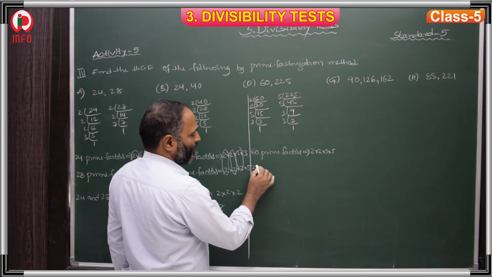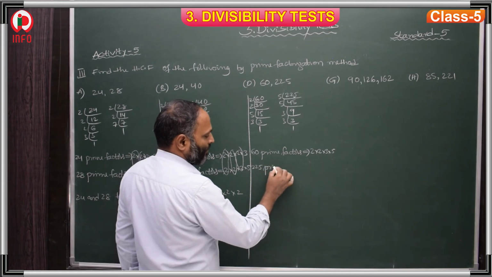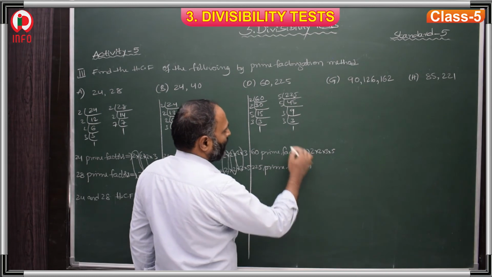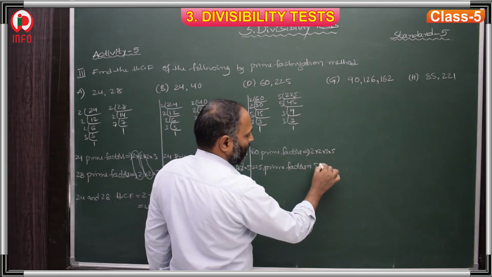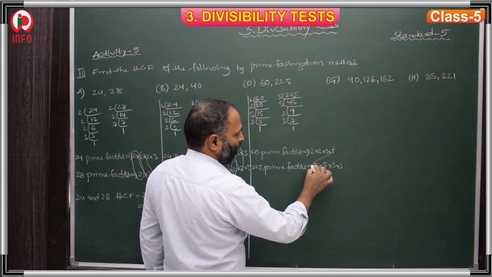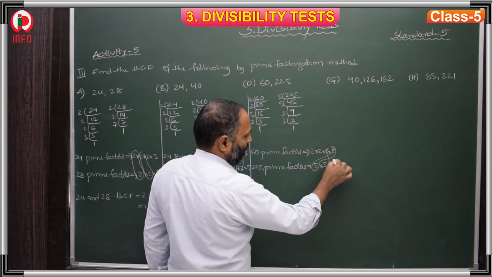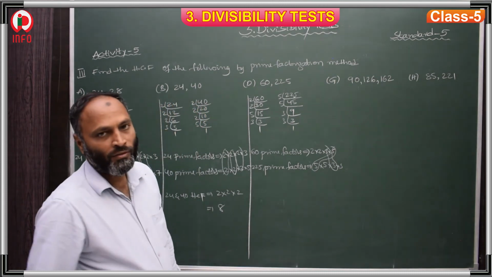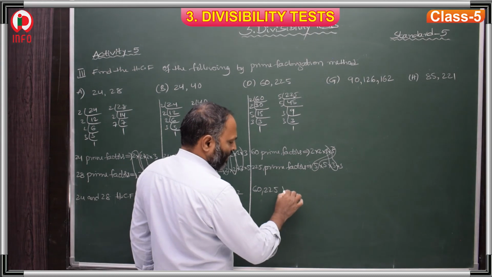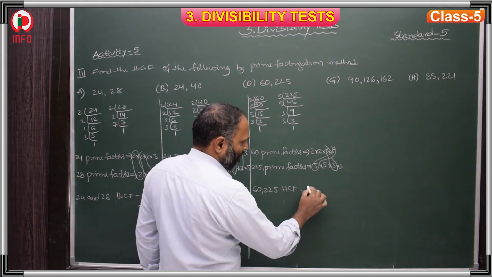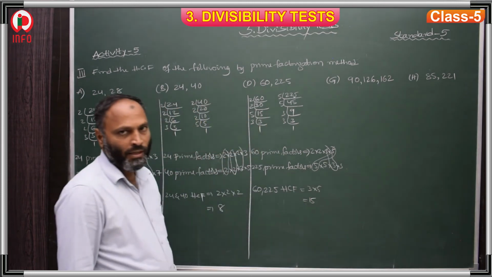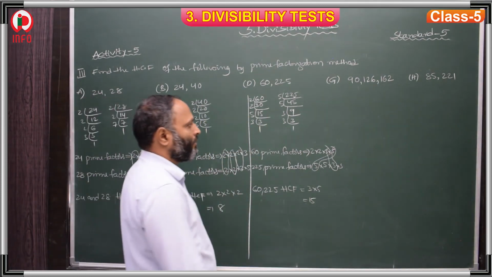Next 225 prime factors: 5 into 5 into 3 into 3. 1 5 is common and 1 3 is common. So 60 and 225 HCF is 3 into 5. 15 is the HCF.